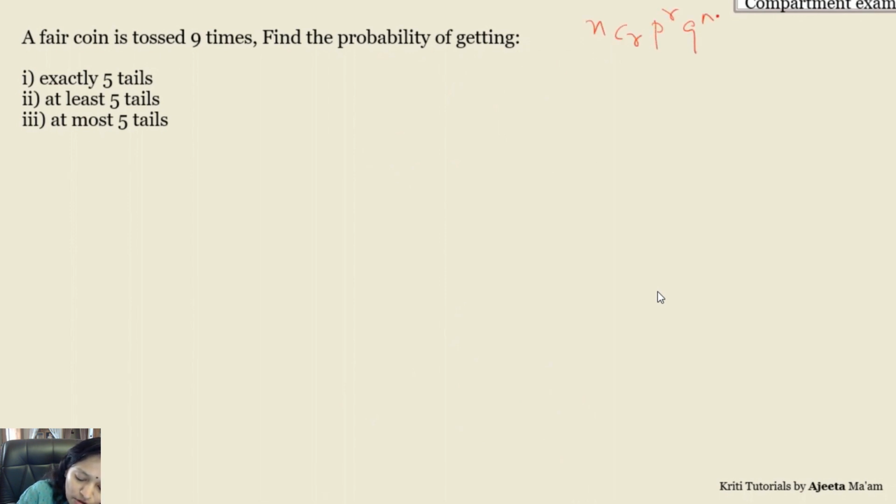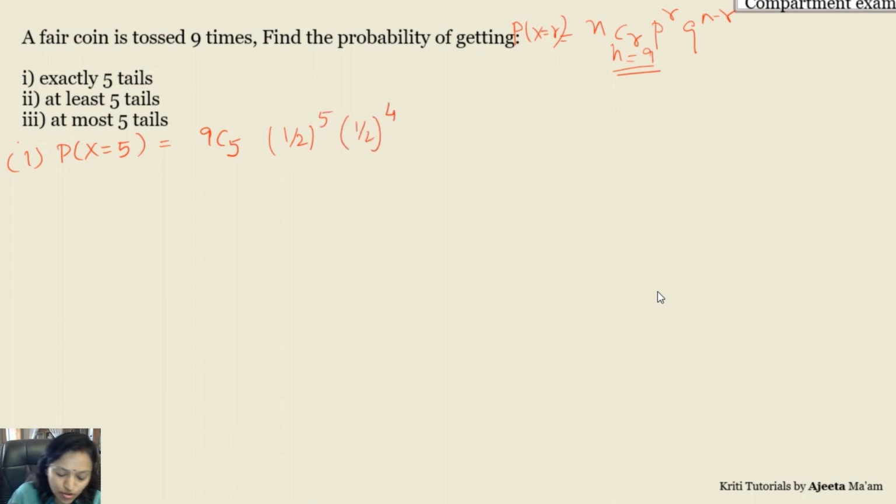So this is the formula for binomial distribution when we have to calculate for x equal to r. Now what's your n? n is given as 9, right? So r is 5, then at least 5, then at most 5. Okay, so let's calculate for x equal to 5 first. So what do we have? 9C5. A coin is tossed. What's the probability of getting a tail? 1 by 2. What is the probability of head? 1 by 2.